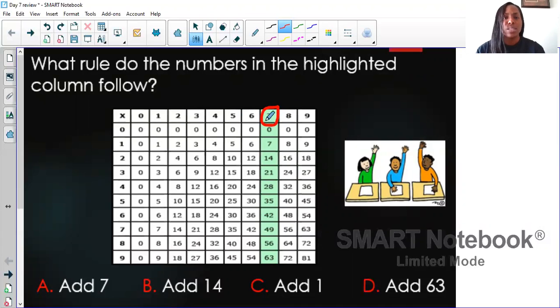Now let's see if there's anything else I need to observe or notice. No, not really, but let's see. What does it look like it's doing as it goes down to the next number? We're adding something, we're increasing. That's right, I heard some of you say increase. We're increasing. So I know some of y'all want to shout out the answer right now.